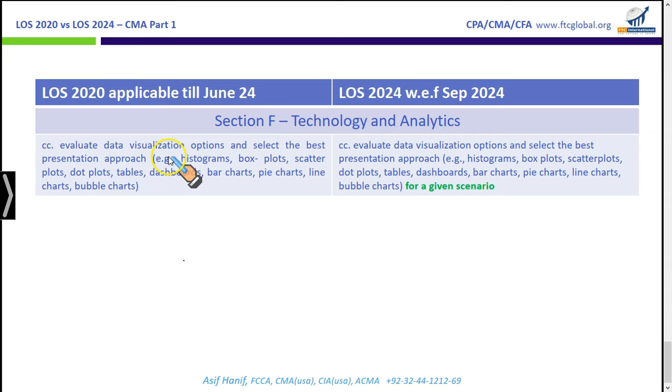So evaluate data visualization options and select the best presentation approach: histogram, box plot, scatter plot, dot plot, tables, dashboards, bar charts, pie charts, line charts, bubble charts. Everything stays the same for a given scenario. So basically it's the same.